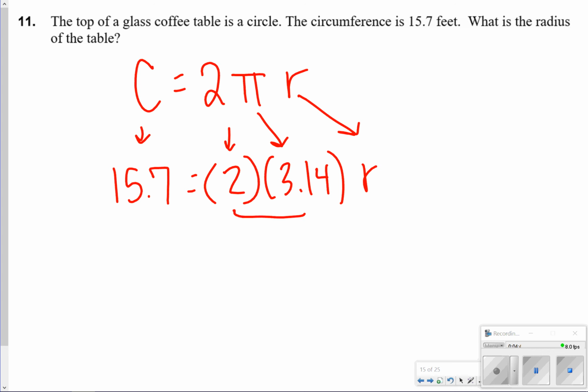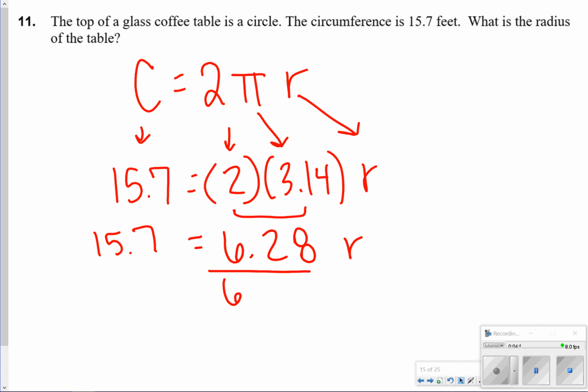I'm going to go ahead and multiply 2 times 3.14, and that's going to give me 6.28. Still times radius will give me the 15.7, and then to solve it, I'm going to divide both sides by 6.28. So 15.7 divided by 6.28 is going to give us 2.5. And that'll be feet for radius.